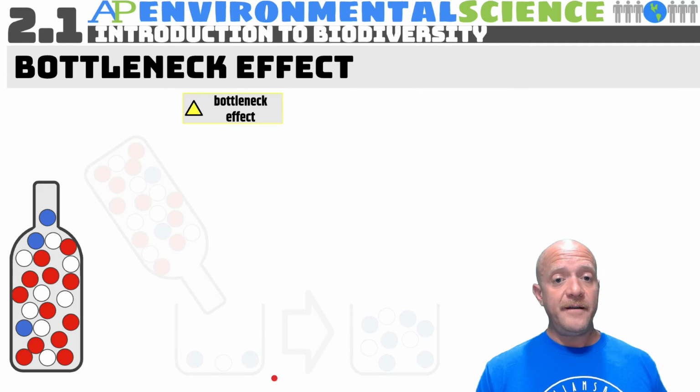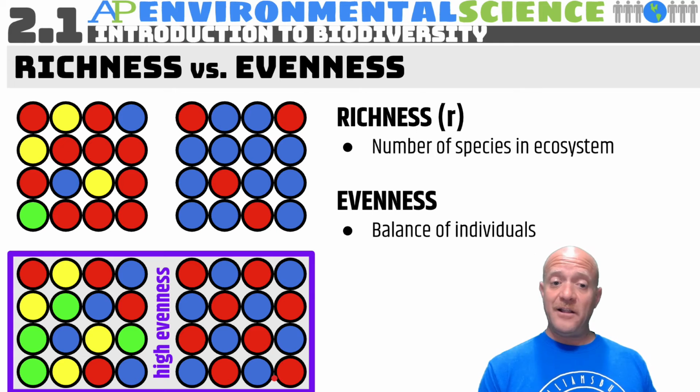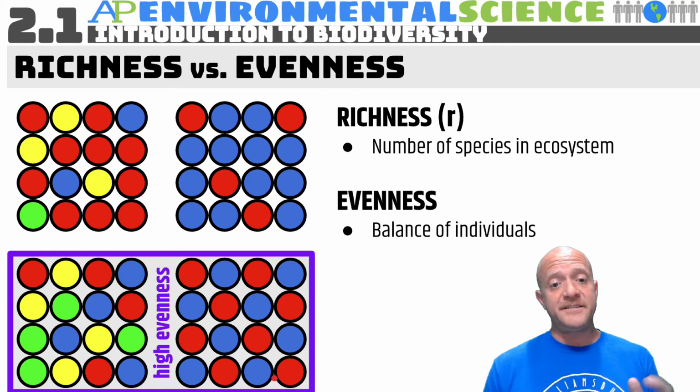So you can have high richness and low evenness. You can have low evenness and high richness, and vice versa.